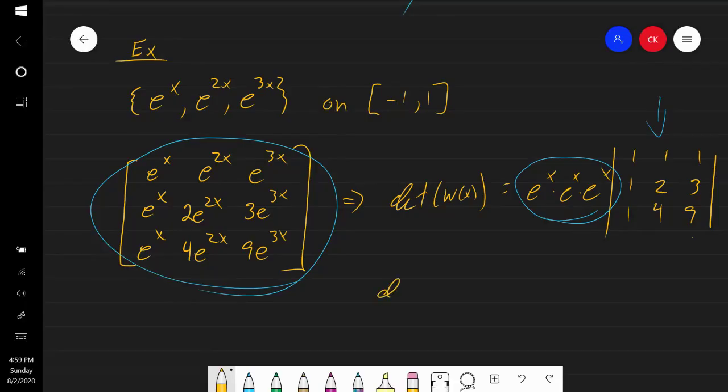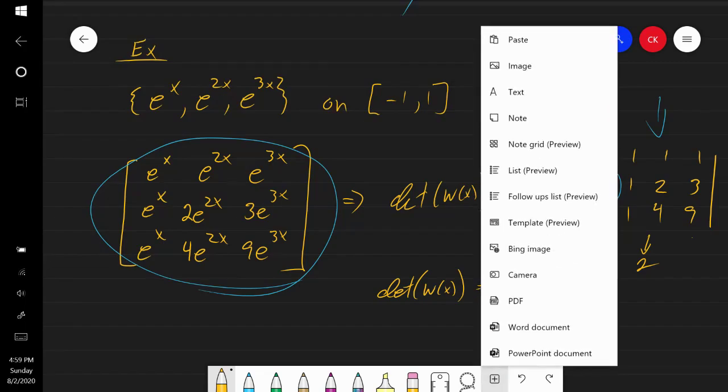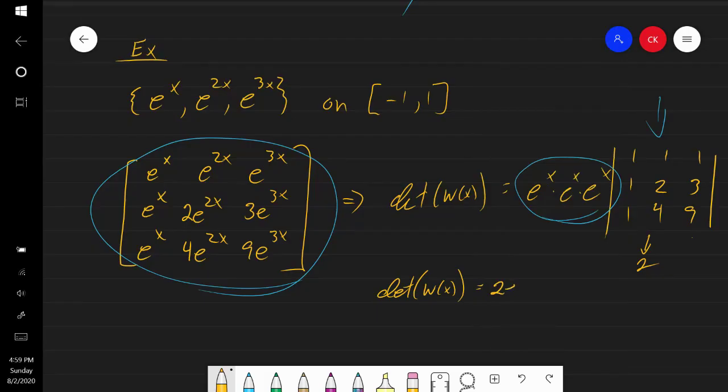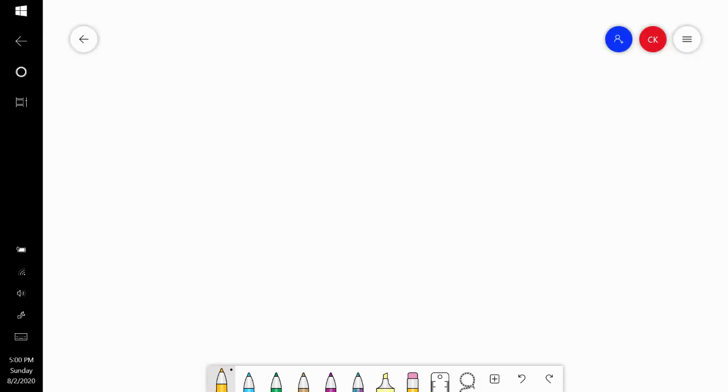So now we have the determinant. So this is equal to 2. We have the determinant of the Wronskian as a function of x is going to be e to the x times e to the x times e to the x, or e to the 3x, times 2. So let's just rewrite that, 2e to the 3x, in a nice clean way. So there's the determinant of the Wronskian.